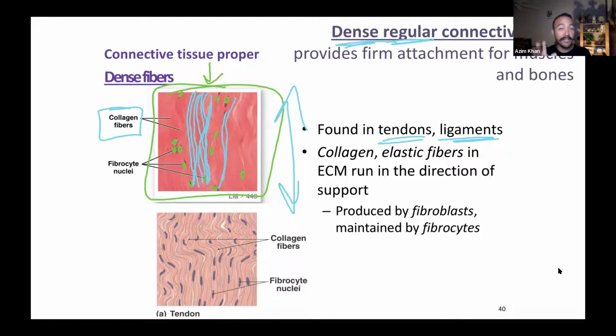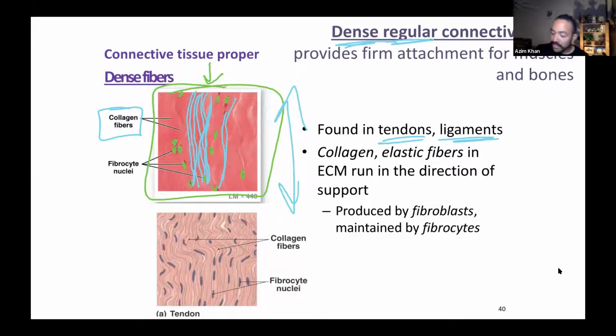If you've ever torn a ligament like I have, like I've twisted my knee and torn a ligament, the twisting is in the other direction. It's in the orthogonal horizontal direction. So that's why it can break in that way. But this way, it's much stronger. There's a limit for everything, but it's much stronger longitudinally.